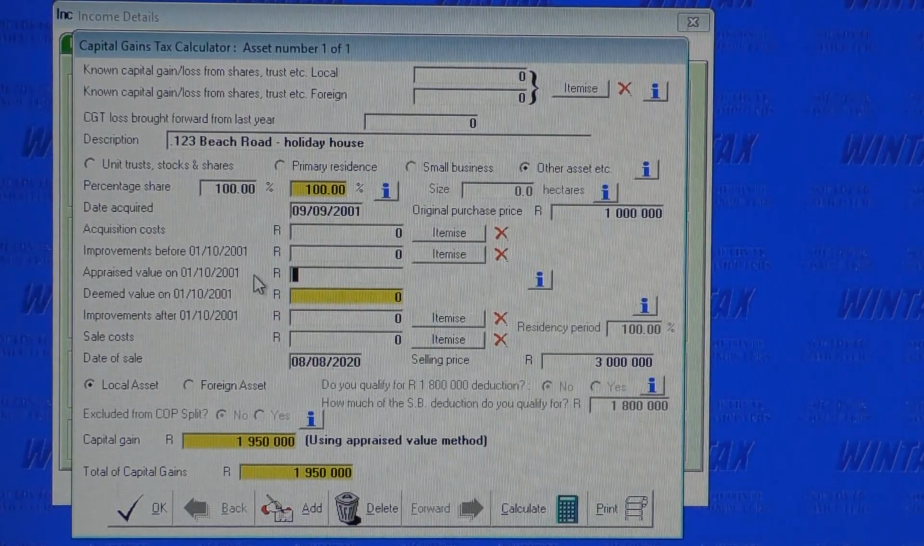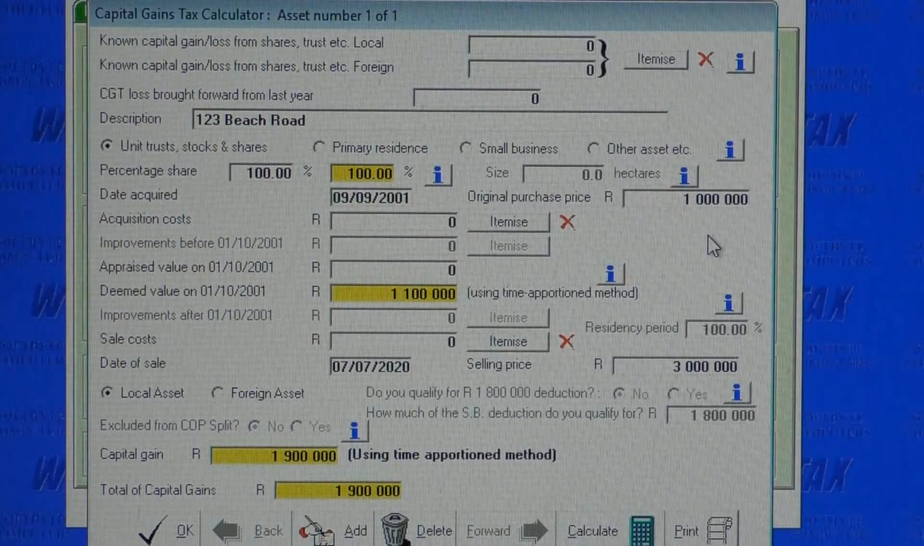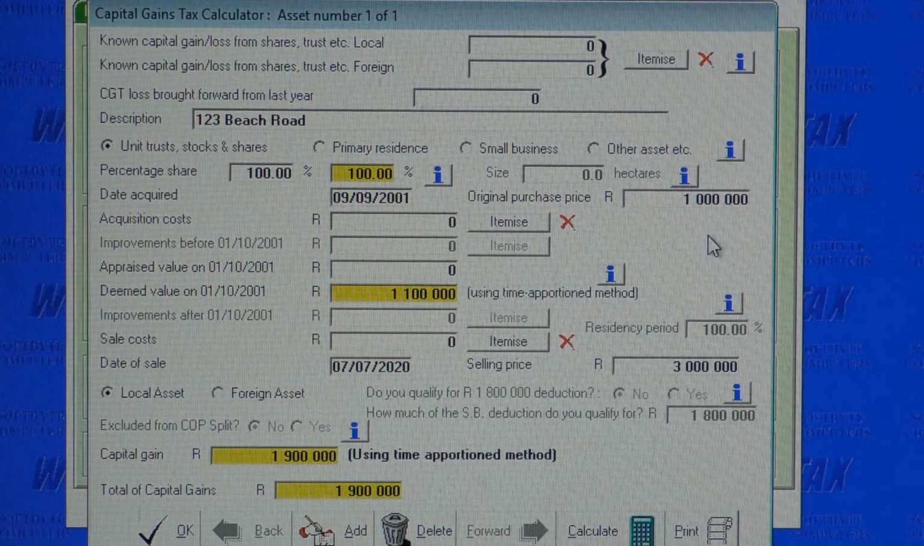Let's get rid of the valuation amount and ask the calculator to work out a deemed valuation on 1st of October 2001. The calculator has used the formulas in the 8th schedule to work out a deemed value for the asset on 1st of October 2001, and this deemed value now becomes our new base cost, and so we have a new gain amount. The program proportions the profit between the number of years of ownership before the valuation date and after the valuation date. How did it do this?